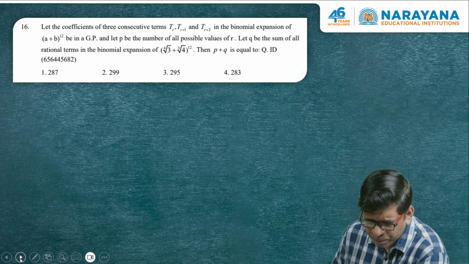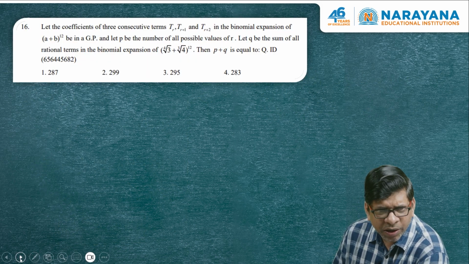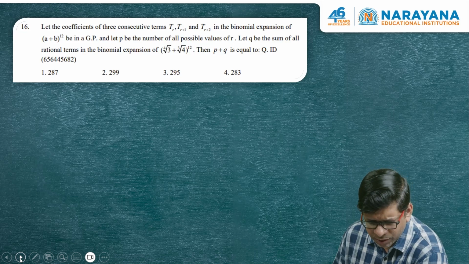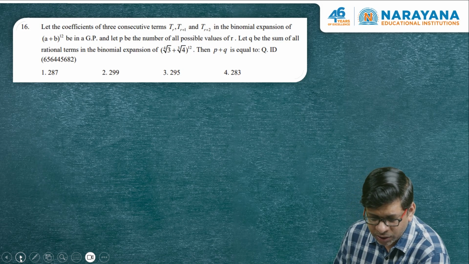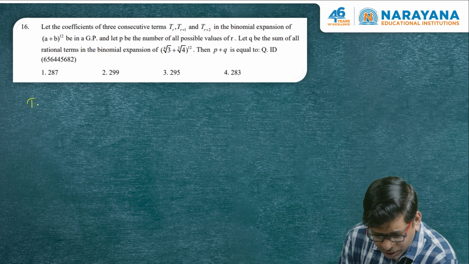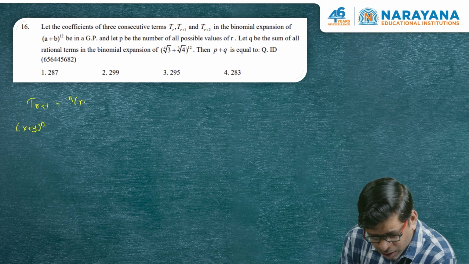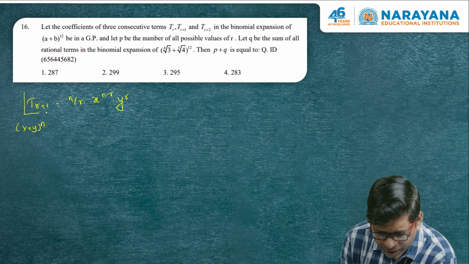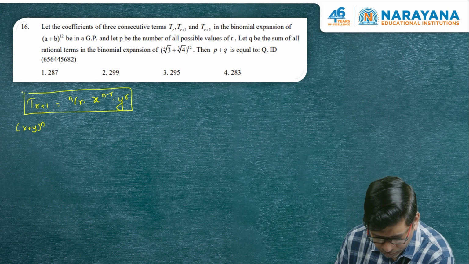Next question, 16th question, tricky question. Why tricky? See, the coefficients of 3 consecutive terms in the binomial expansion are in GP. So what is T(r+1)? In general, when we are expanding (x + y)^n, it is nCr, first term power n minus r, second term power r, and if you want we can interchange x and y, no problem.